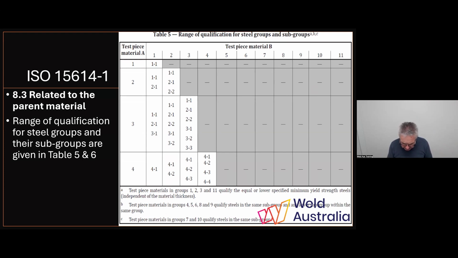Because what it says at the bottom of that table: A, test materials in groups 1, 2, 3 and 11 qualify the equal or lower specified minimum yield strength steels independent of material thickness. Test piece materials in groups 4, 5, 6, 8, and 9 qualify steels in the same subgroup and lower subgroup within that same group. So we've got a big range. Test piece materials in groups 7 and 10 qualify steels in the same subgroup. So there's quite a broad range of qualification there.